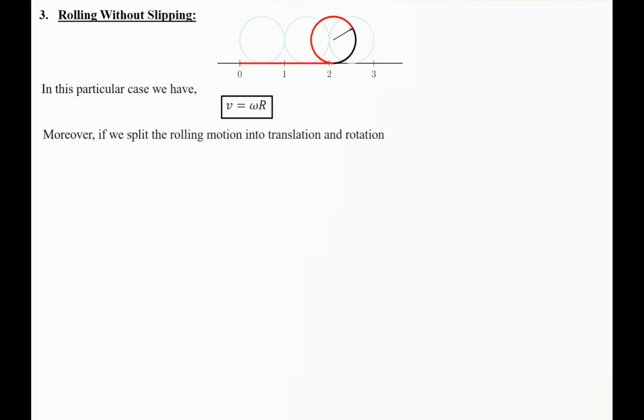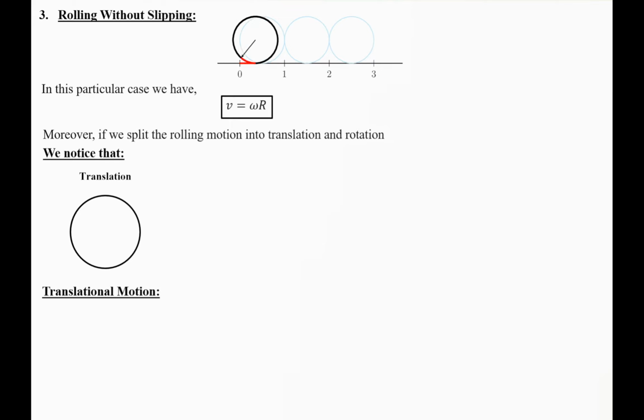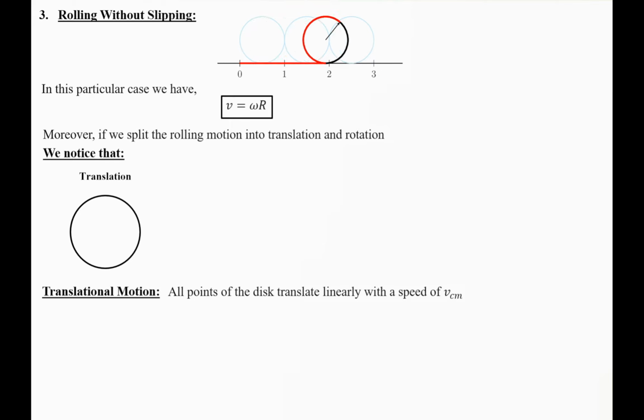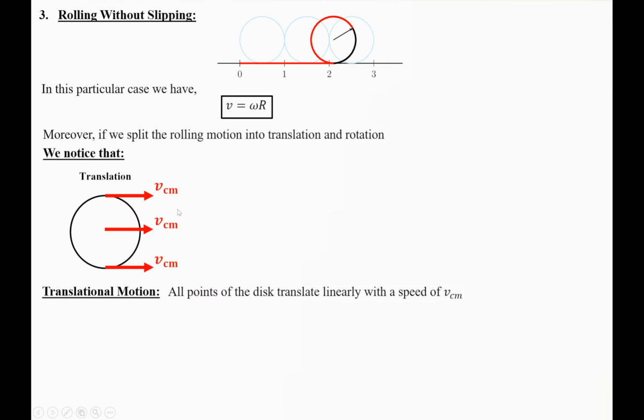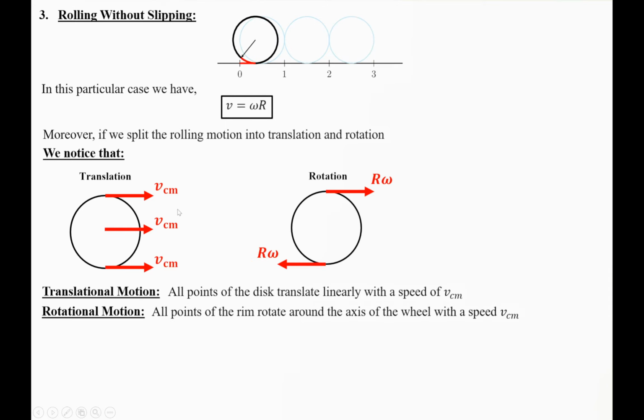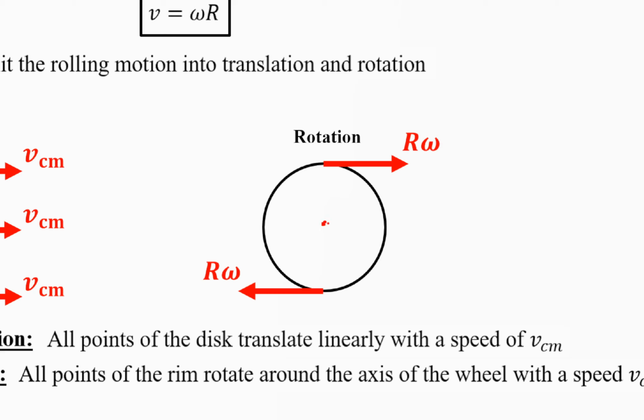Moreover, if we split the rolling motion into translation and rotation, we notice the following. For translation, all points of the disk translate linearly with the speed of v center of mass. In the case of translation, all points of the disk are being translated to the right with v of the center of mass. For rotational motion, what do we notice? The disk is being rotated around the axis of rotation, which is this point, with a velocity given by r omega. So this point is not moving. The upper point is moving with the velocity r omega to the right, and this point, which is point B, will be moving to the left with a velocity given by r omega.